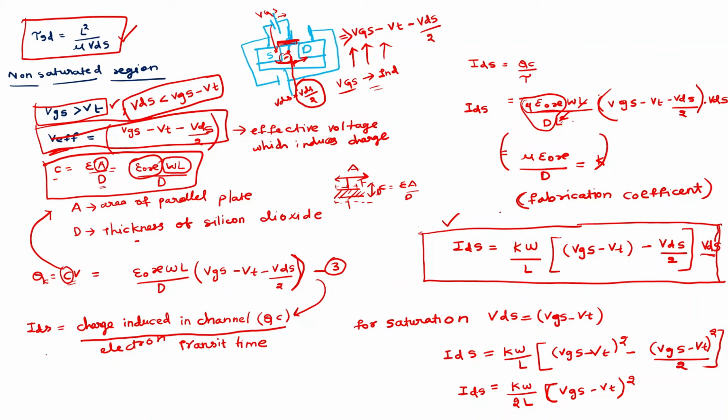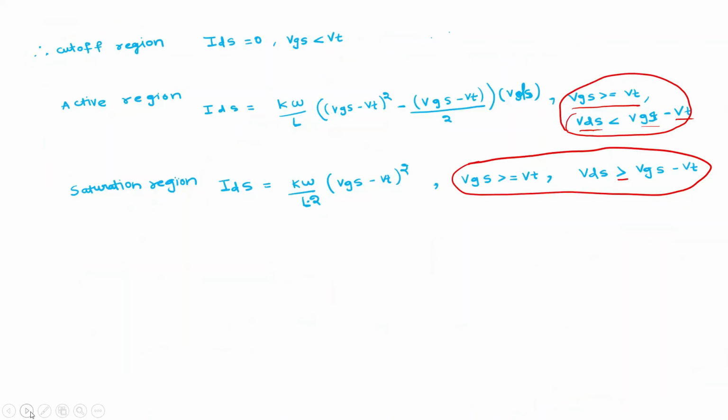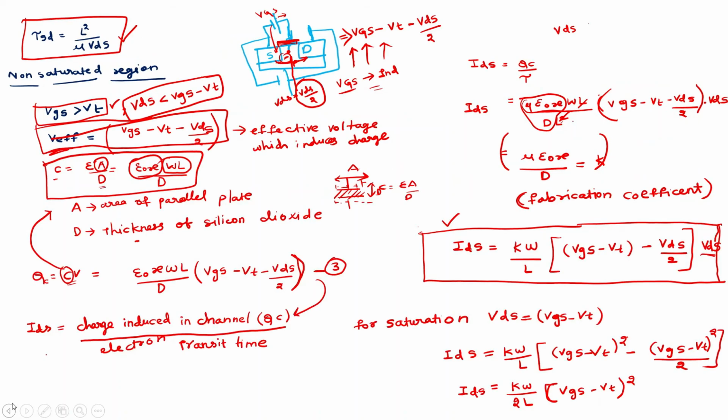As I told earlier, for the saturation region, what is the equation? VDS is always greater than or equal to VGS minus VT. Actually the gate voltage is constant, and we will try to increase this VDS. Up to what extent can we increase it? Whenever VDS crosses this particular voltage, saturation occurs. Even at VDS equal to VGS minus VT, saturation occurs.